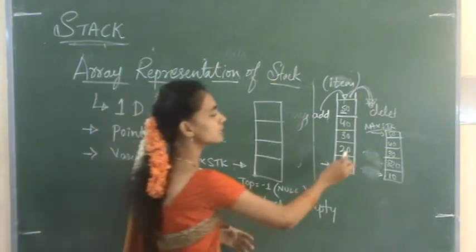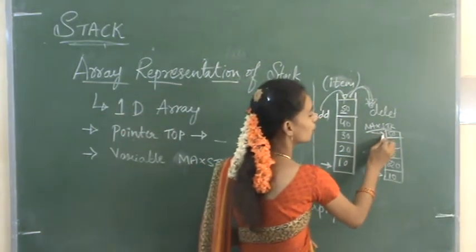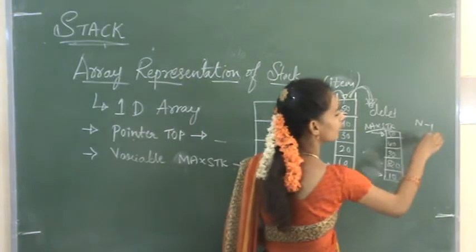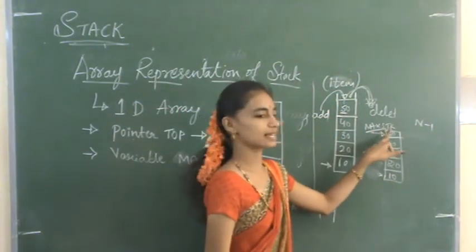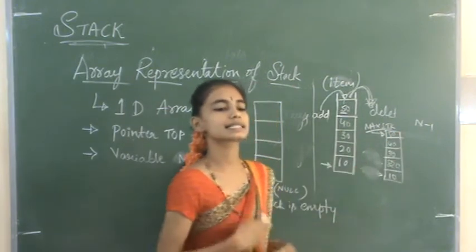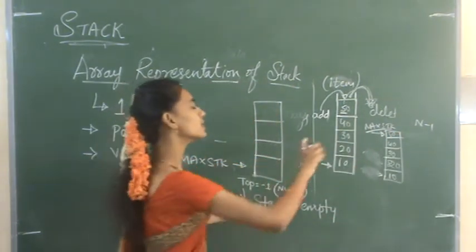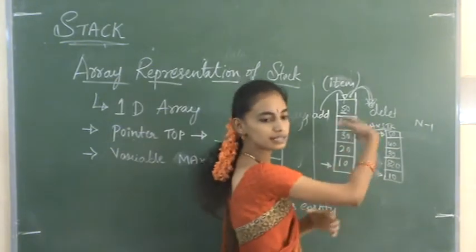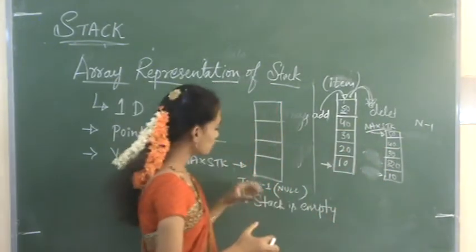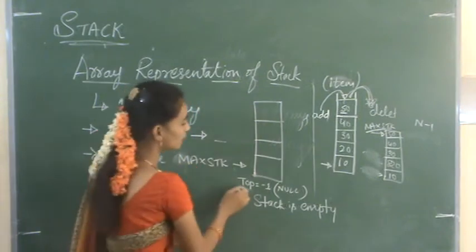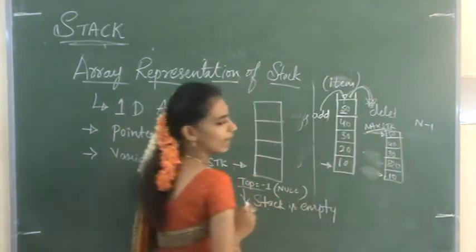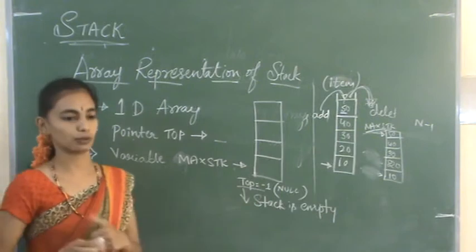So when the maximum is moved to n-1, then top is equal to n-1 or max STK, we call it stack is full. If the stack is full, we cannot insert any values. If the stack is empty, we cannot delete any values. So for that we are using these values for the further process.